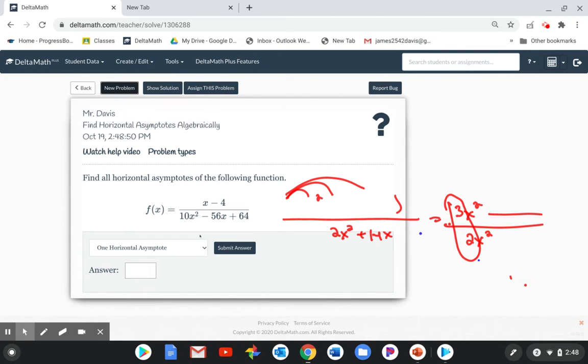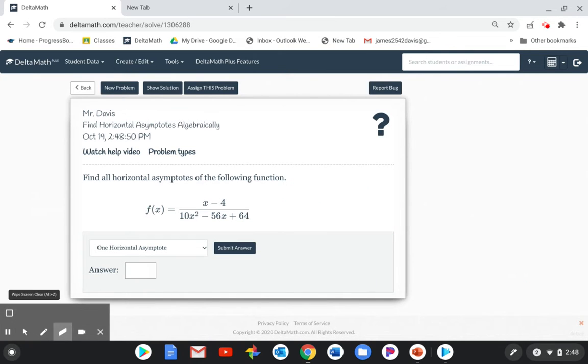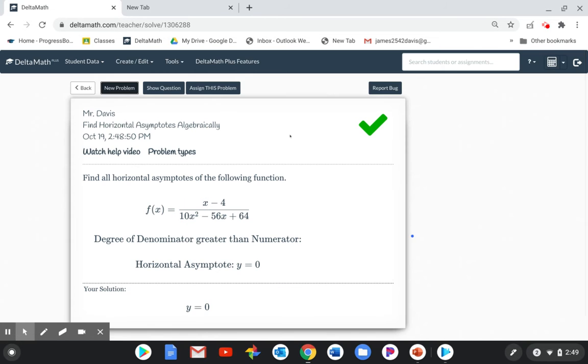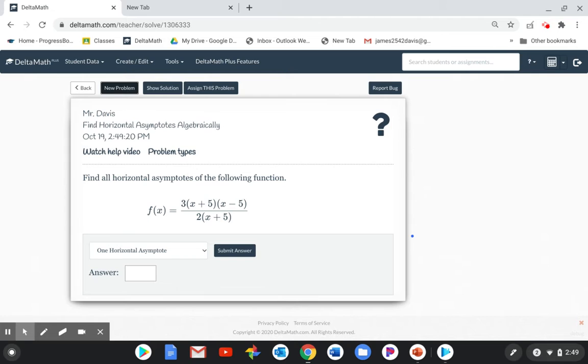All right, here we go. Okay, this one, if we look at the powers, top power is only a 1, bottom power, the biggest, is a 2. Bigger on bottom implies y equals 0 always. Always y equals 0. Because we know as we're going to infinity, this thing is approaching 0, which means there's a horizontal asymptote at 0. So that's really all there is to it.